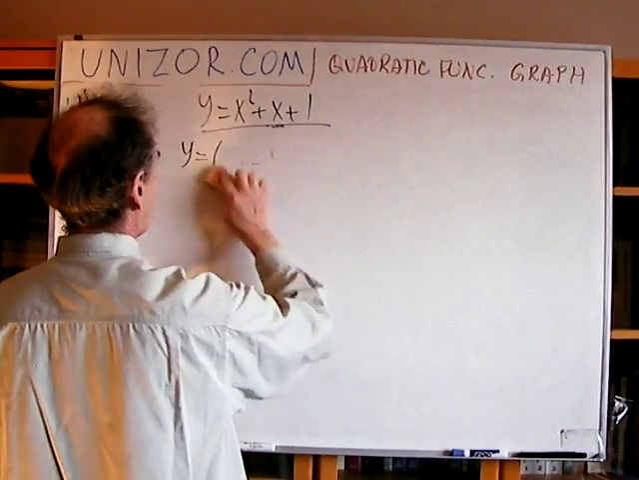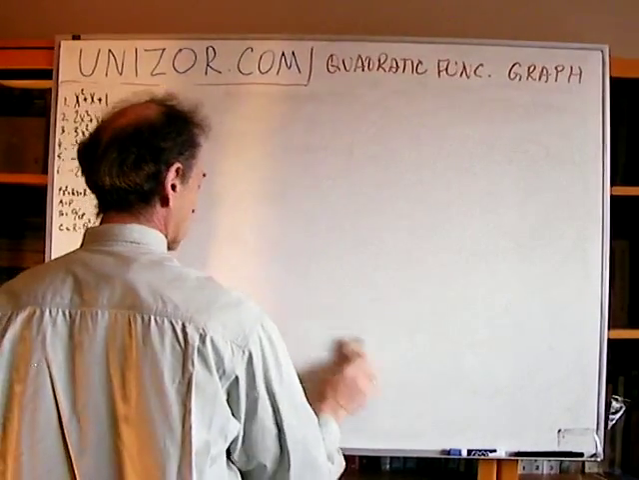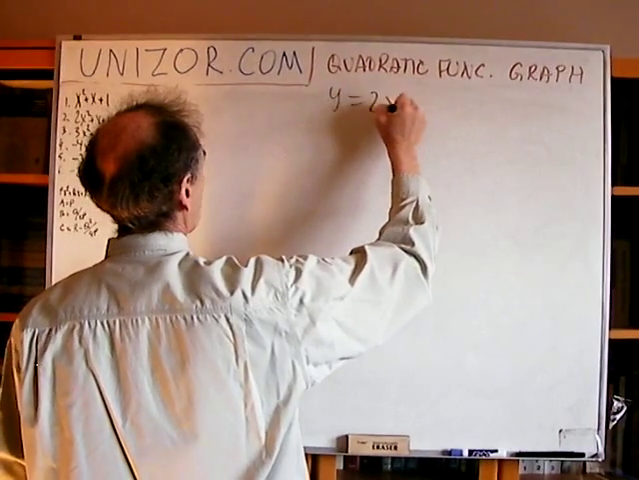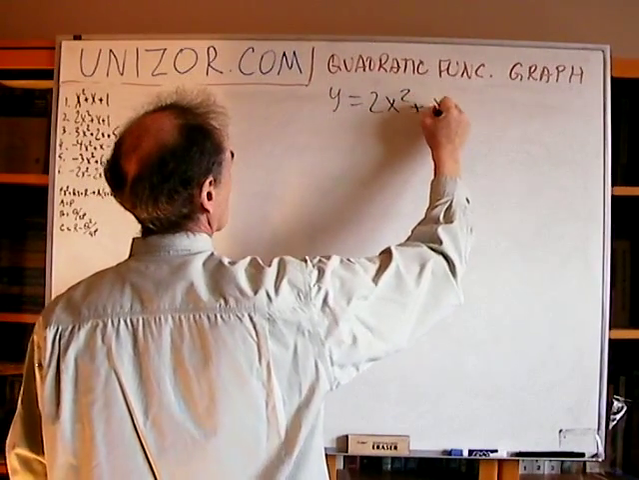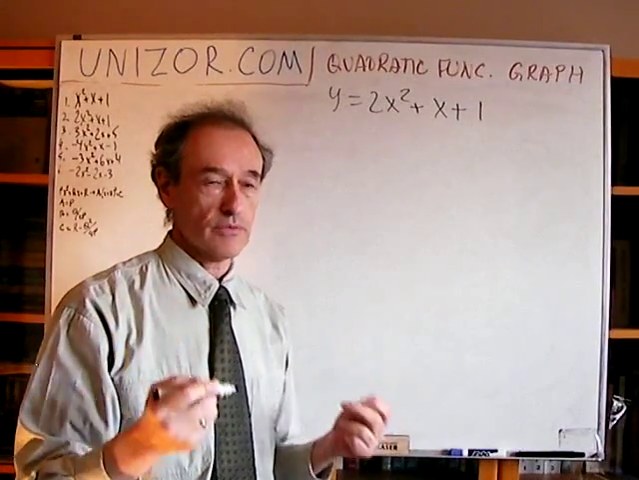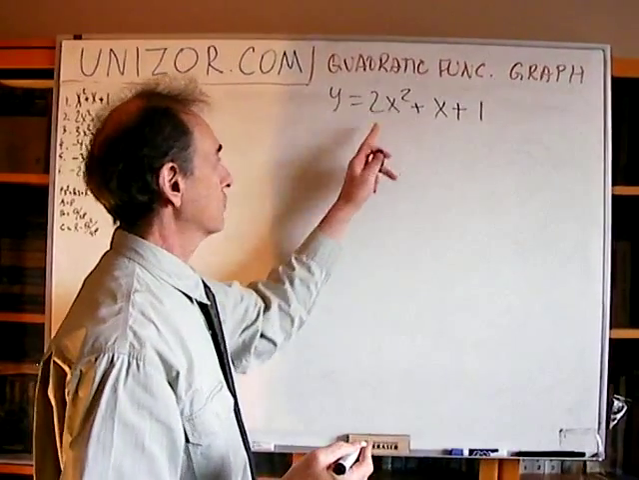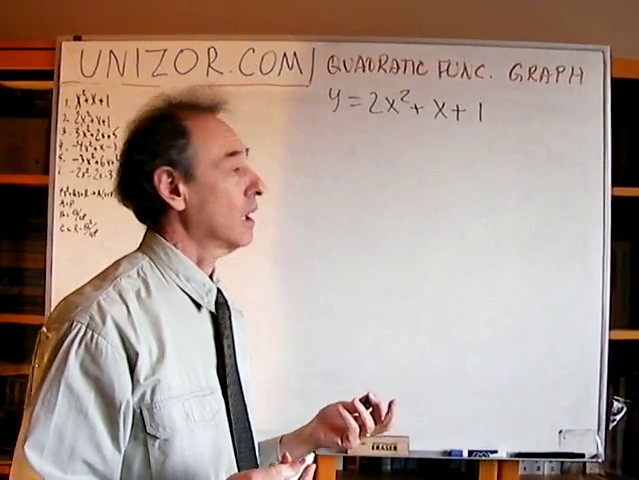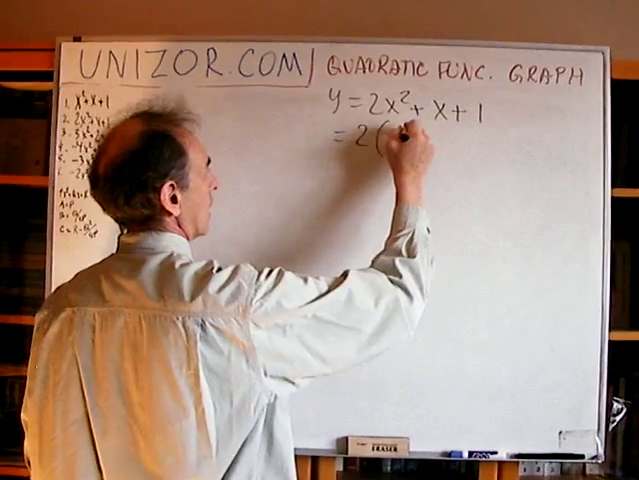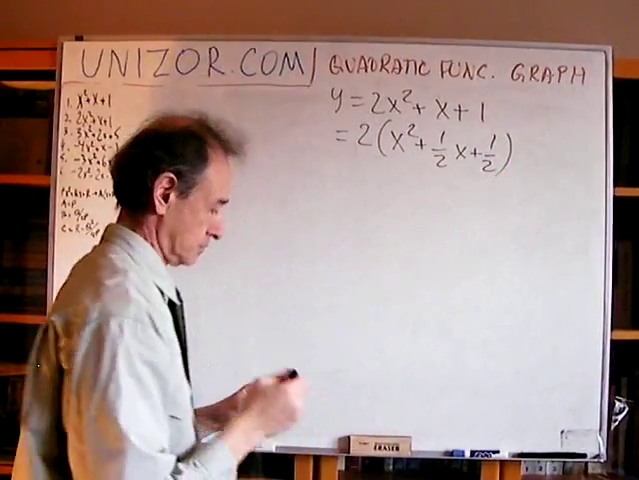Now I'm not using the formula. I'm just using the second example straight, and I'll just demonstrate the logic. So you have y is equal to 2x squared plus x plus 1. So the first step in converting this into full square mode is to factor out the coefficient at x squared. So it's equal to 2 times x squared plus 1 half x plus 1 half, right?